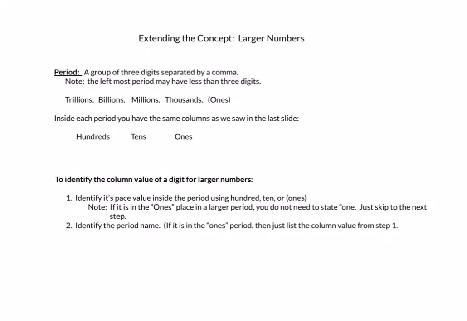Again, I'm going to put ones in parentheses just because for the larger column values, you don't have to say 1 million. You can just say million. And then we want to identify the period name. Now, if it is in the ones period, you're just going to do step 1 because we don't say it's in the 100 ones column. Okay, so let's go ahead and try some examples, see what we can do.